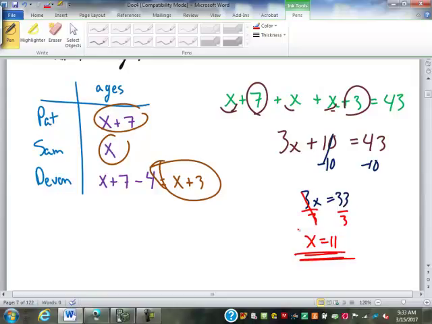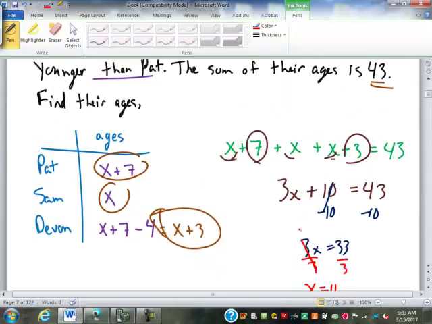The question asks, find their ages, find all their ages. So if X is 11, that means Sam is 11. Pat, X plus 7, so that'll be 11 plus 7 is 18 for Pat. Devin is X plus 3, so 11 plus 3 is 14 for Devin. Any questions?